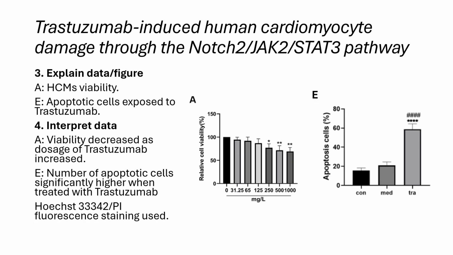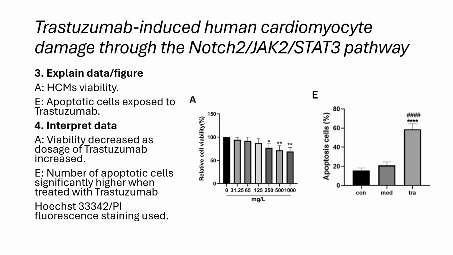Here are a couple of figures from the paper. Figure A is testing for the HCM's viability as they increase the dosage of trastuzumab. Notice here that the higher the dosage, the less viable the cells are, with a significant decrease in cell viability when treated with 250, 500, and 1,000 milligrams per liter of trastuzumab.